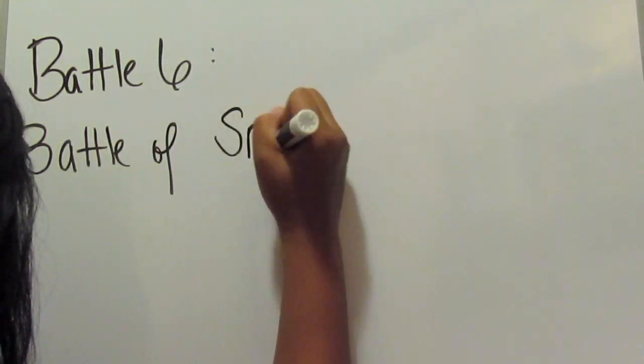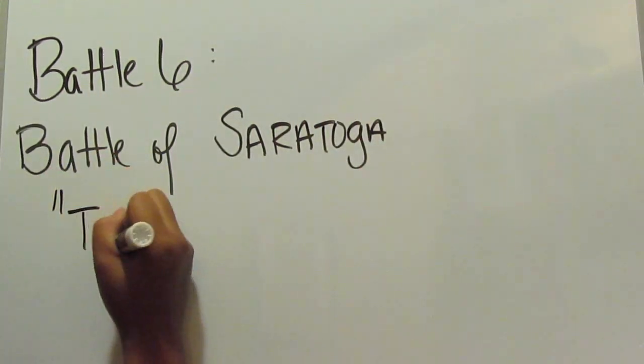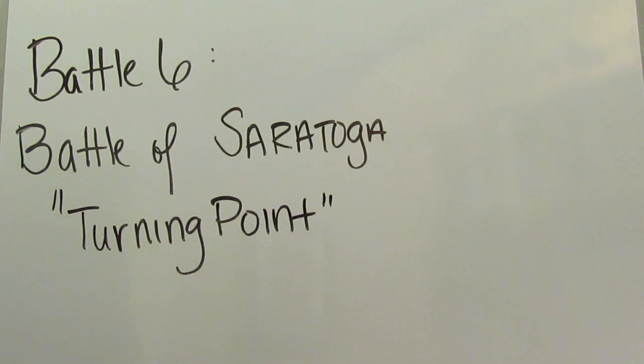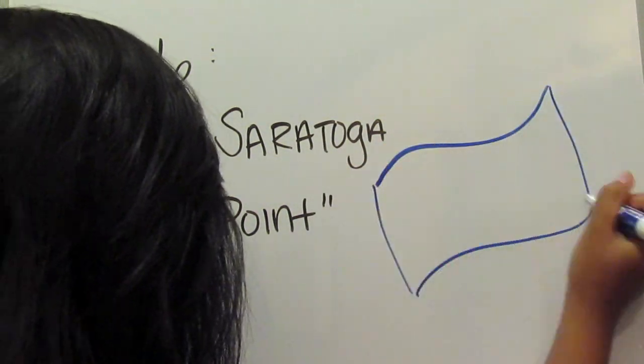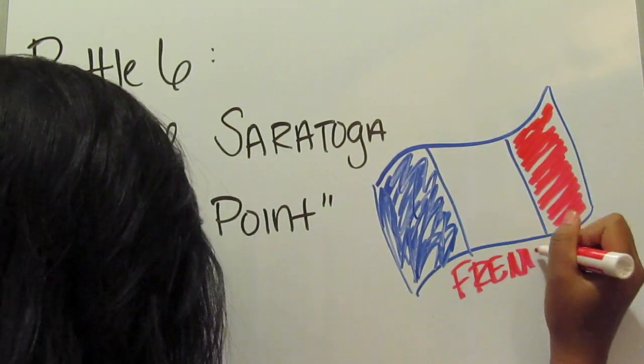The sixth battle was the Battle of Saratoga. This battle was a turning point for the American patriots. After this battle, the French finally agreed to help the Americans fight the British.